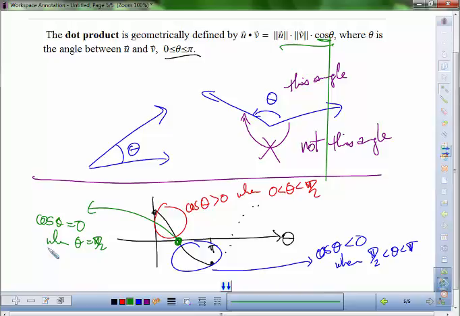All right? And if you take this equation and examine all the different scenarios when the angle between them is 0, when the angle between them is pi, when the angle between them is pi over 2, you'll see interesting things happening. I'll let you explore that.